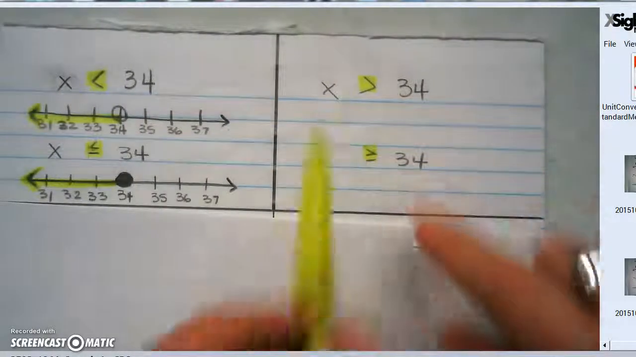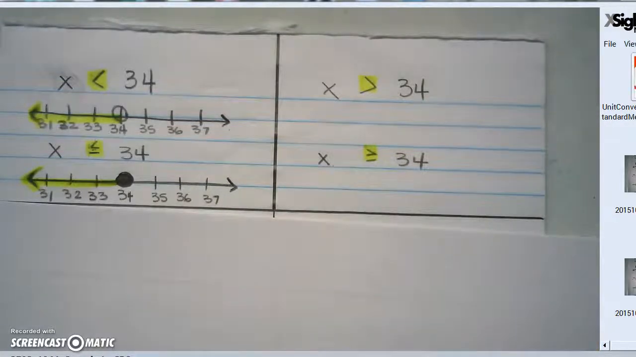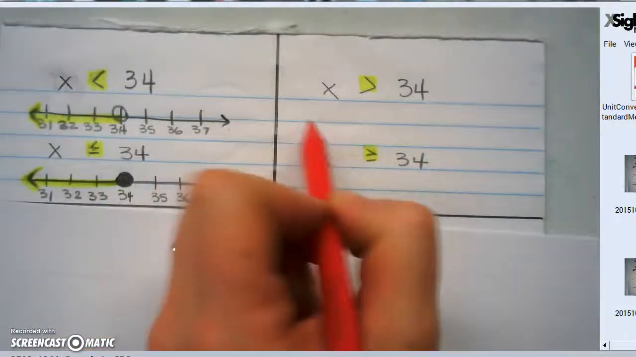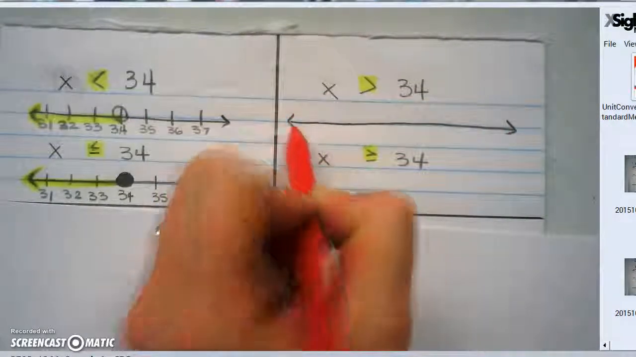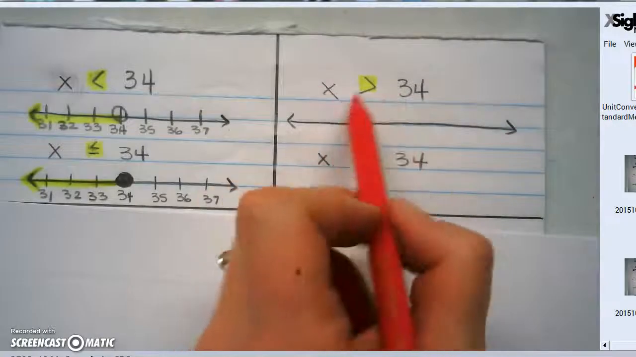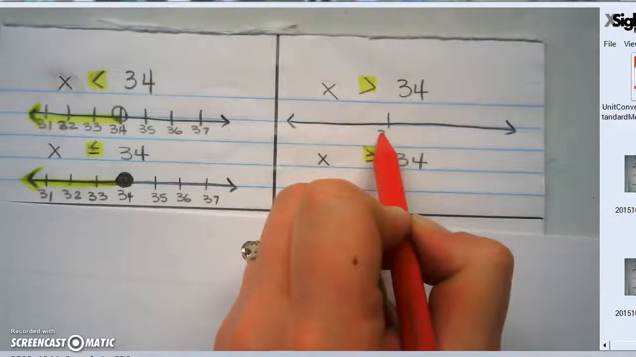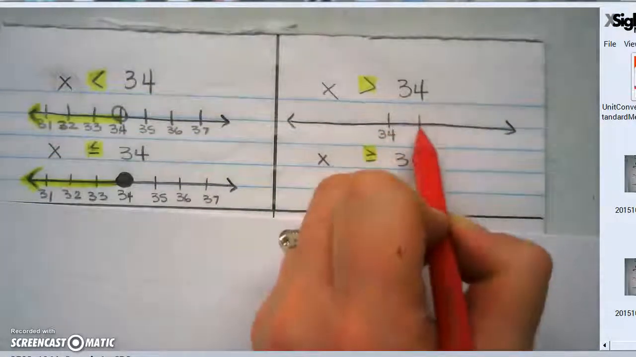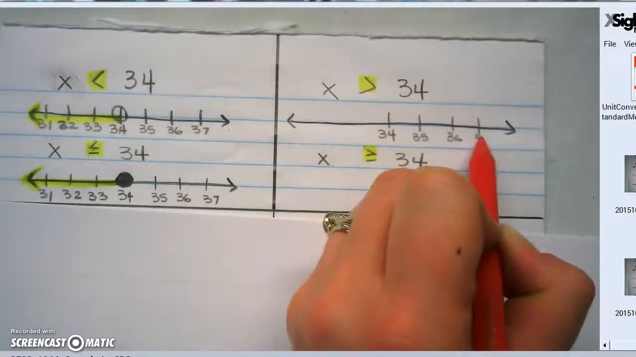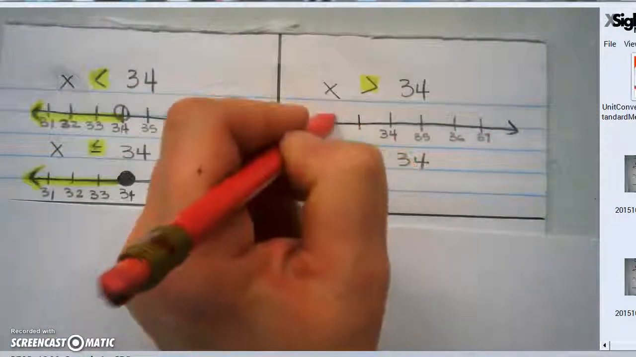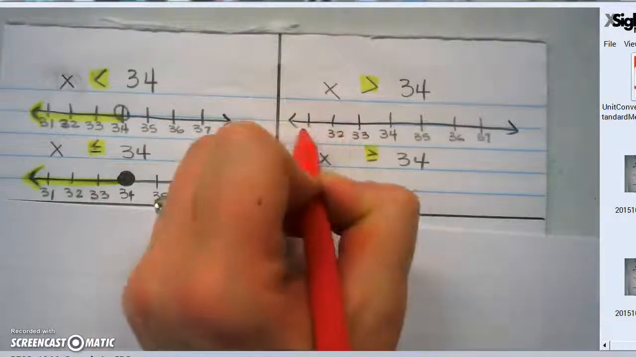Let's take a peek over here at graphing inequalities that are greater than or greater than or equal to. Now using the same procedure, we'll just draw a number line. We'll put some arrows on both ends. And because we're graphing the inequality of x being greater than 34, we're going to put 34 in the middle. We'll go up a few numbers to 35, 36, and 37. And we'll go down a few numbers, just like we've been doing, 33, 32, and 31.